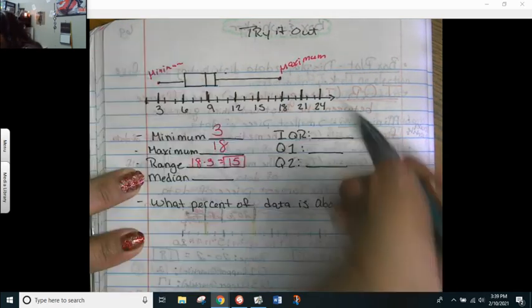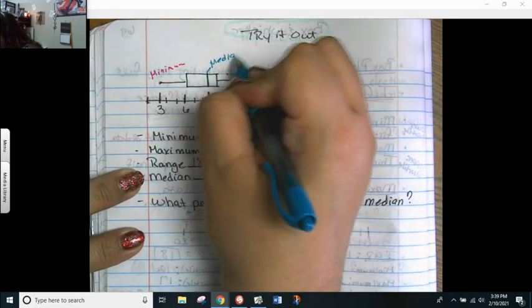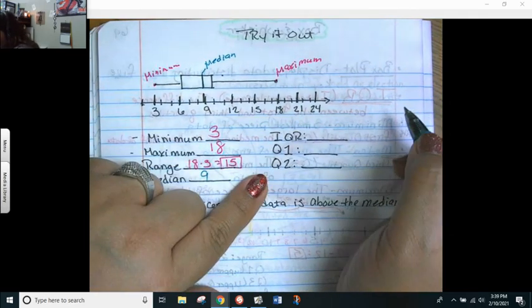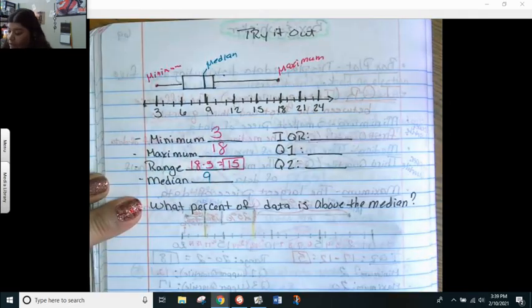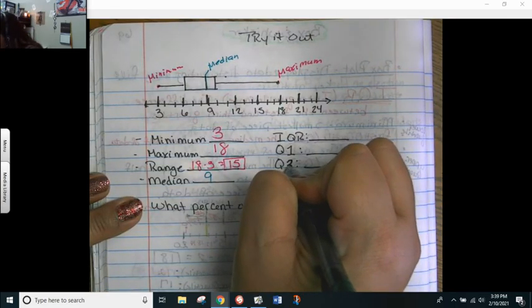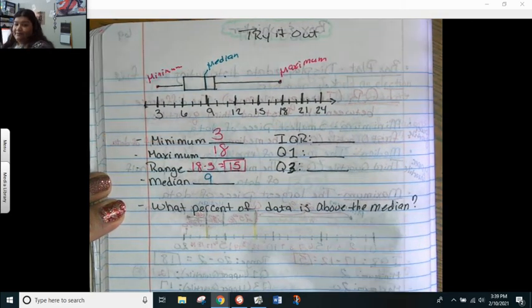Now let's do the median. The median is right here. And that was at the 9. Interquartile range. Let's see. Oh, that's supposed to be Q3. That is my fault. Q3. Sorry. Okay, go ahead and fix it now if you need to.